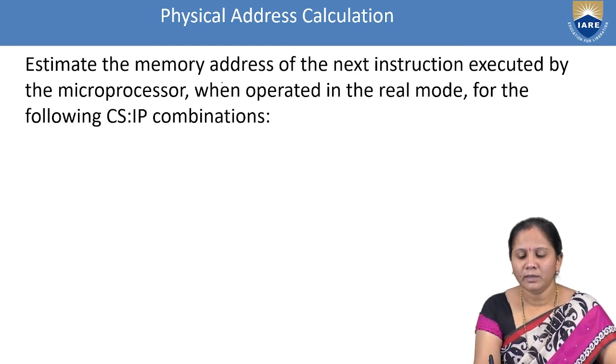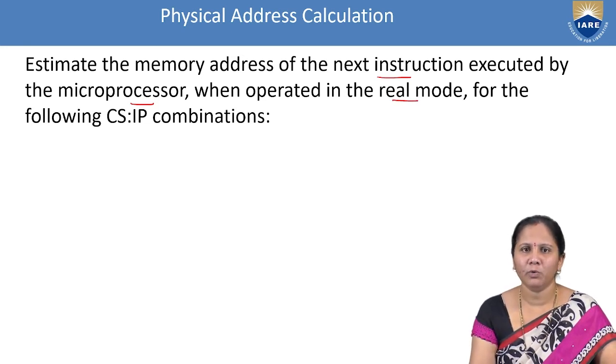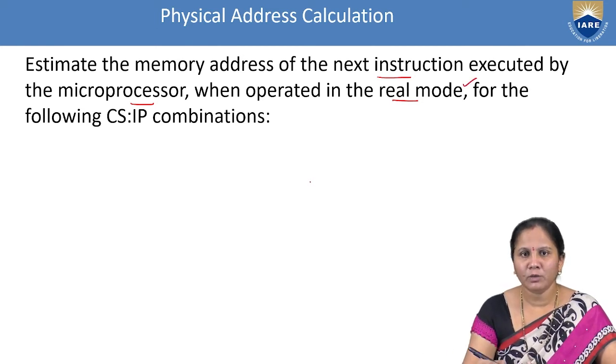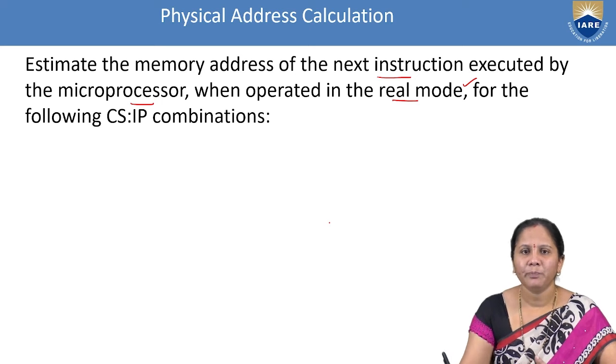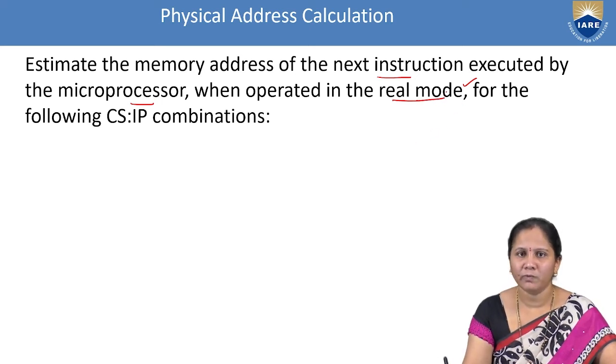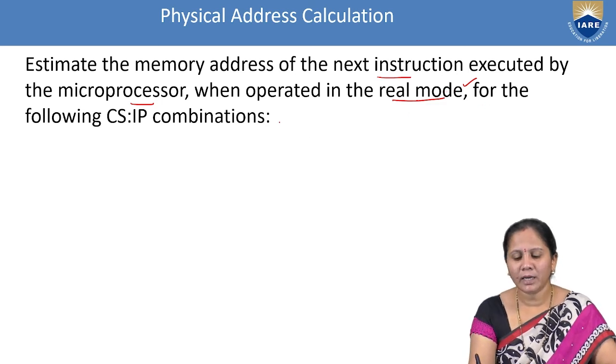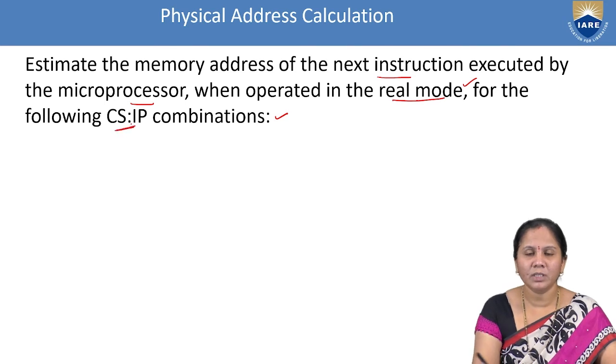Now here again, estimate the memory address of the next instruction executed by the microprocessor when operated in the real mode. When the microprocessor is operating in the real mode, how is the physical address generated? We have just seen the procedure of calculating the physical address. In the same procedure, it considers the segment address, shifts the segment address 4 bits towards left, and to that shifted data the offset address is added. It gives the 20-bit physical address. This is what happens in physical address calculation when the microprocessor is operating in the real mode. By considering that, we have to find the physical address using these instructions.